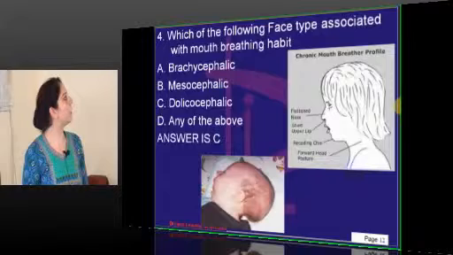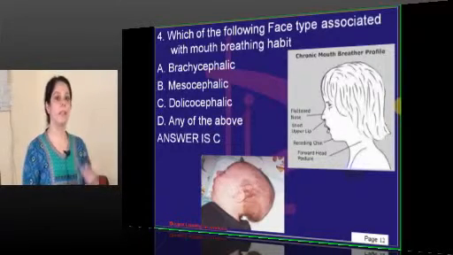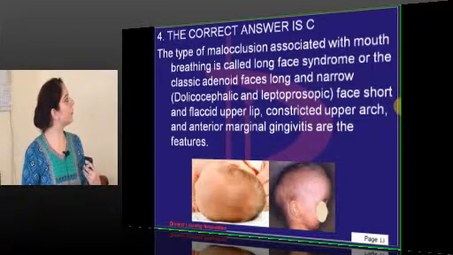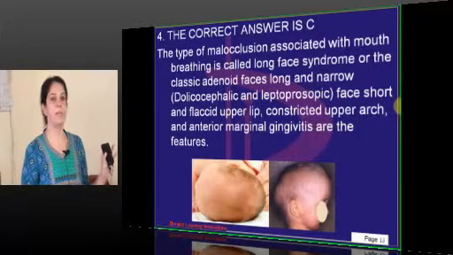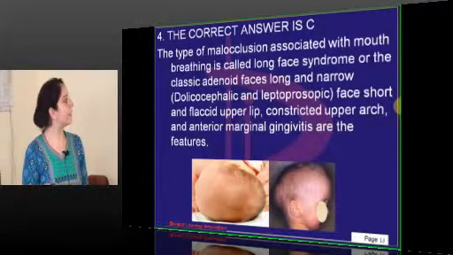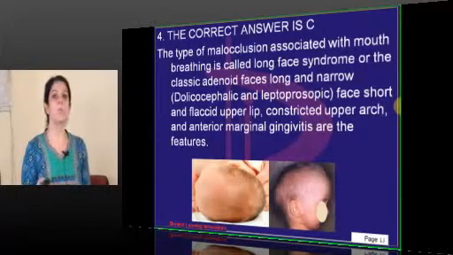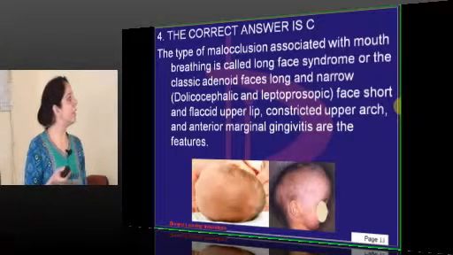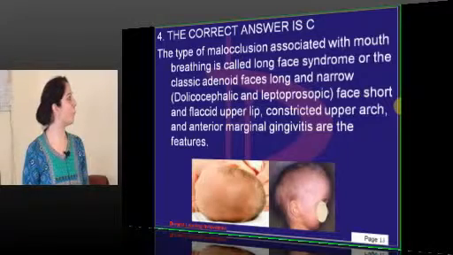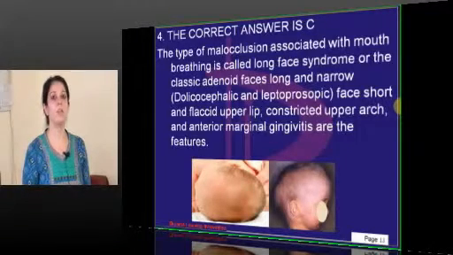The answer is dolichocephalic. Now, dolichocephalic means a little longer face. So what happens is, in longer face syndrome, there are these typical characteristic adenoid faces in which there's a flaccid upper lip and there's a constricted upper arch, and also marginal gingivitis is seen. These patients also suffer with mouth breathing and therefore incompetent lips, among other features seen in a long face patient.